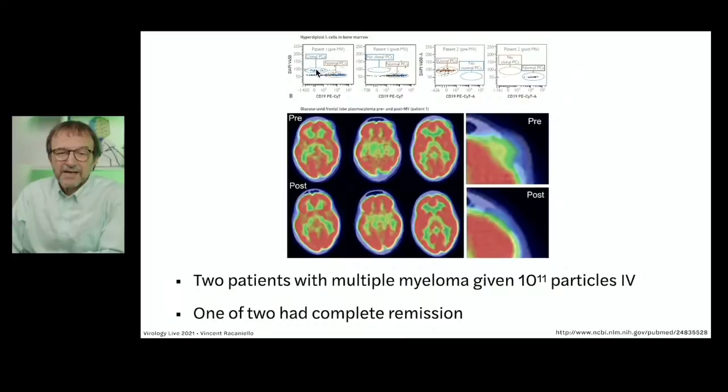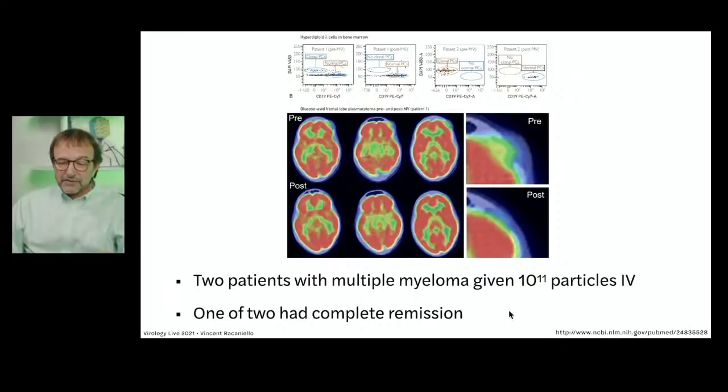They're tumor cells. But this one patient, after treatment, post-measles virus, you can see most of the clonal PCs were gone, and also in patient two. So it did successfully remove. In fact, one of these patients had complete remission of the disease, gone after this treatment. The mass on the skull also went away.